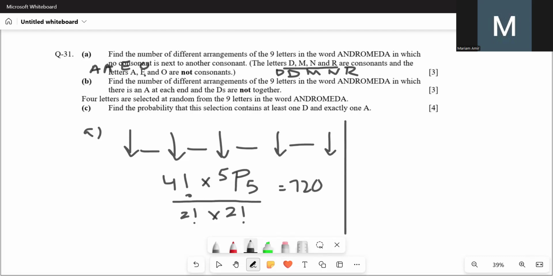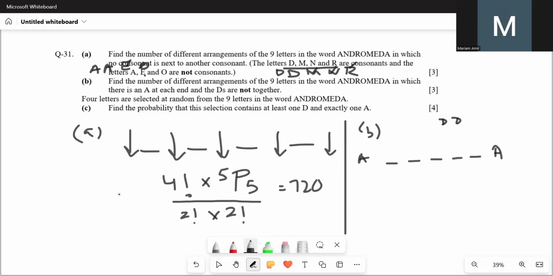This is part A. Part B. Find the number of different arrangements of the 9 letters in the word Andromeda in which there is a letter A at each end, A here and A here, and the D's are not together. So in between we'll have two D's, and apart from that we'll have 1, 2, 3, 4, 5 more alphabets.